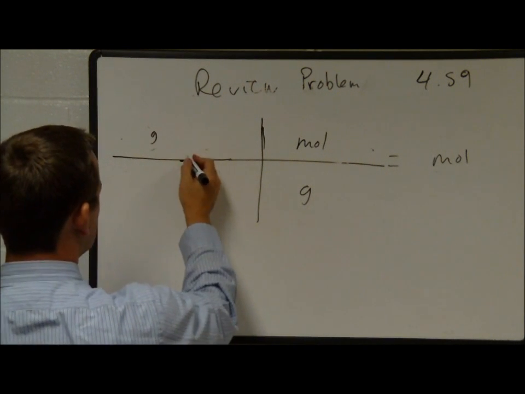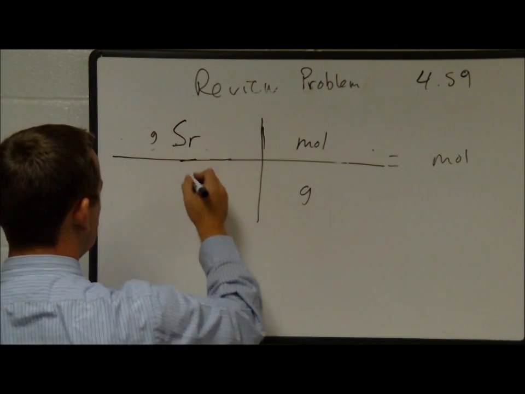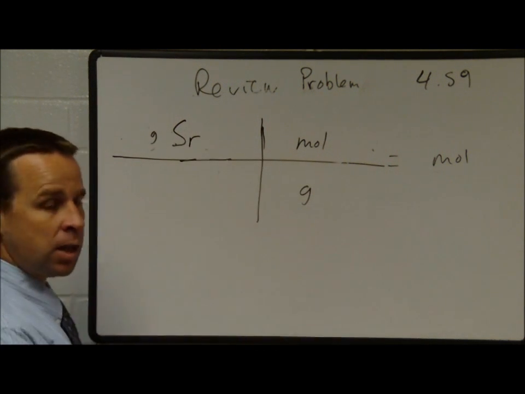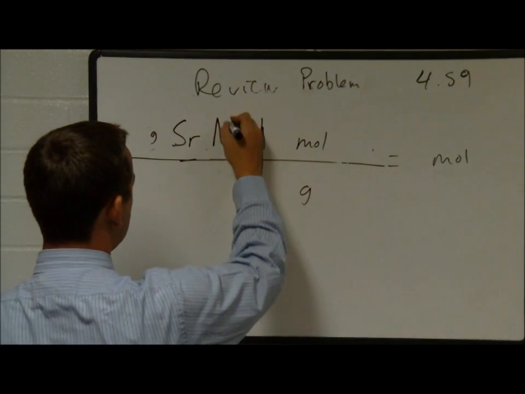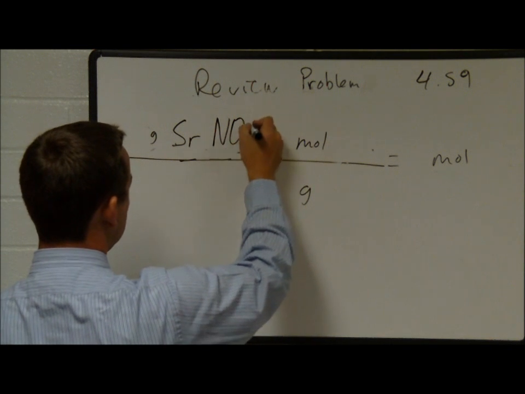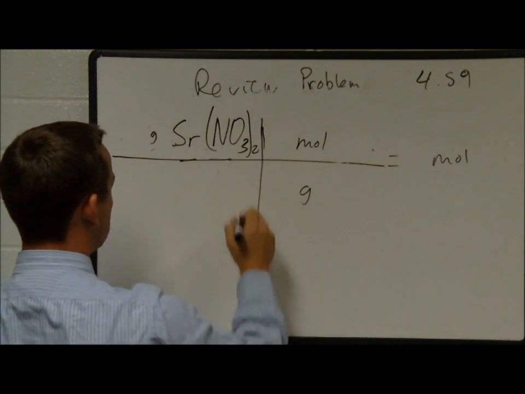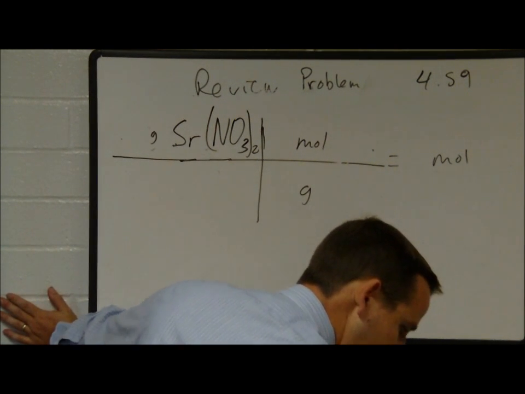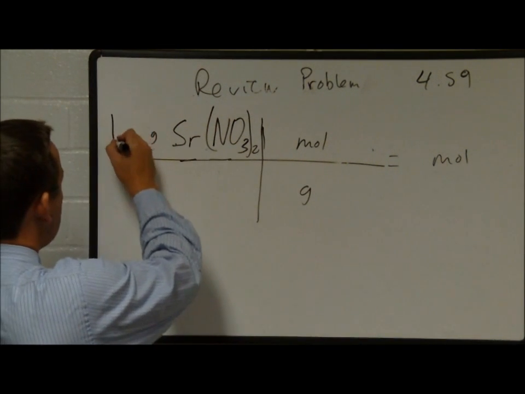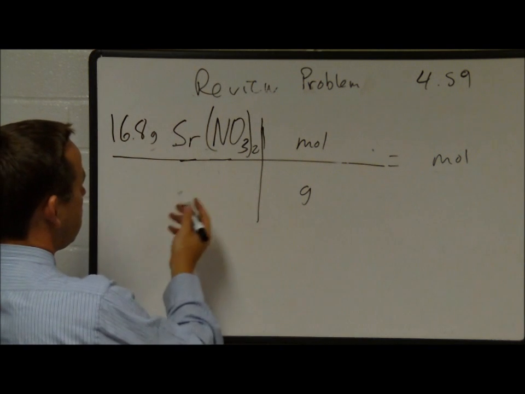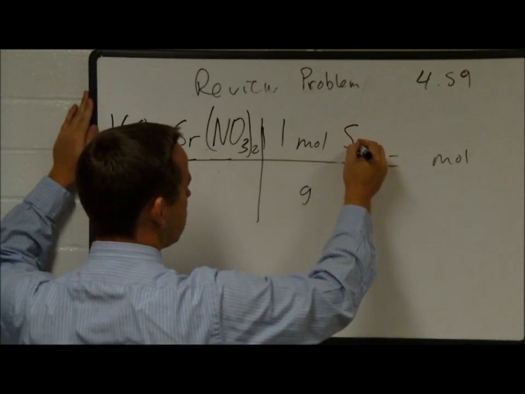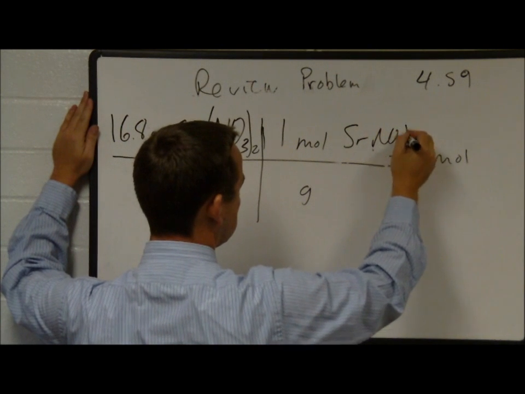Here we go. So strontium, Sr, and we can look and see what the strontium is in the second column. It's going to have a +2, so nitrate has a -1. So we're going to need 2 of those nitrates for the strontium. How many grams of that stuff do we have? 16.8 grams of strontium nitrate. So how many grams are there for every 1 mole of strontium nitrate?